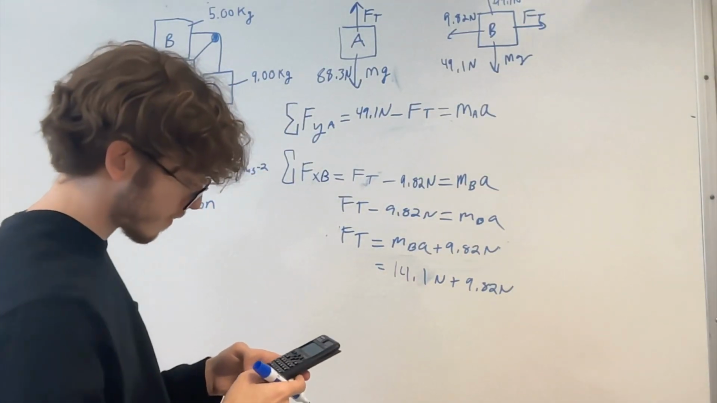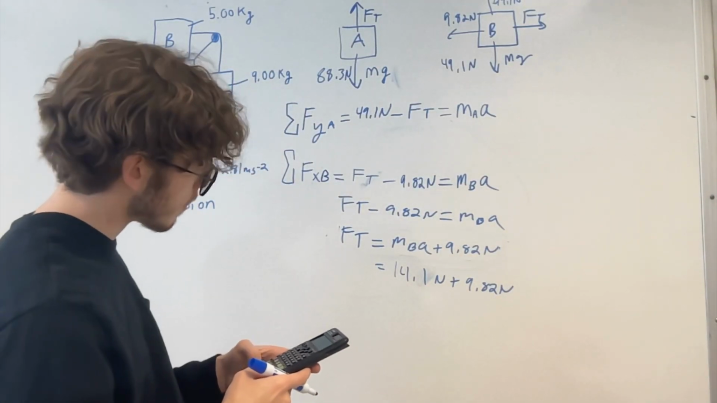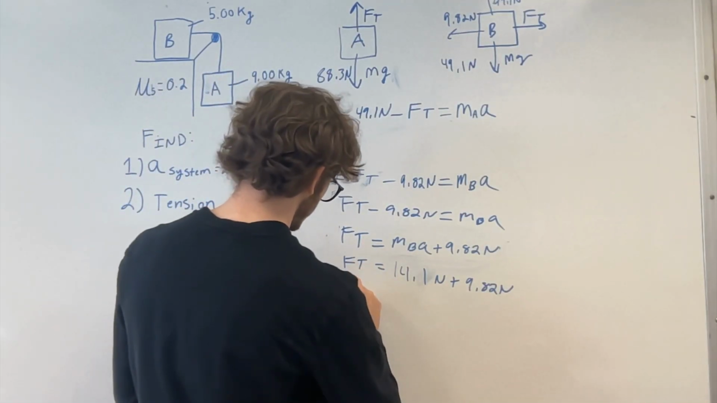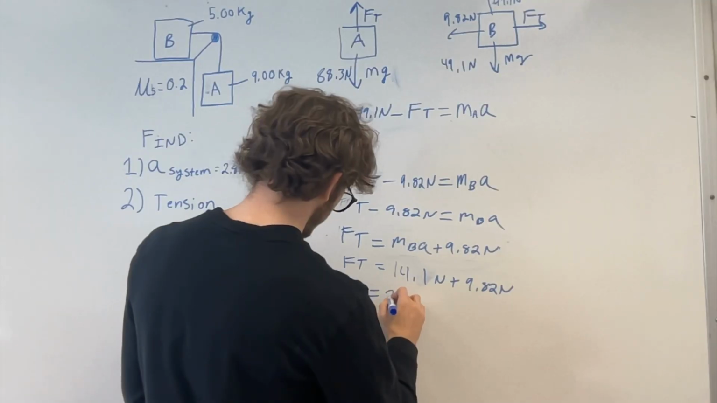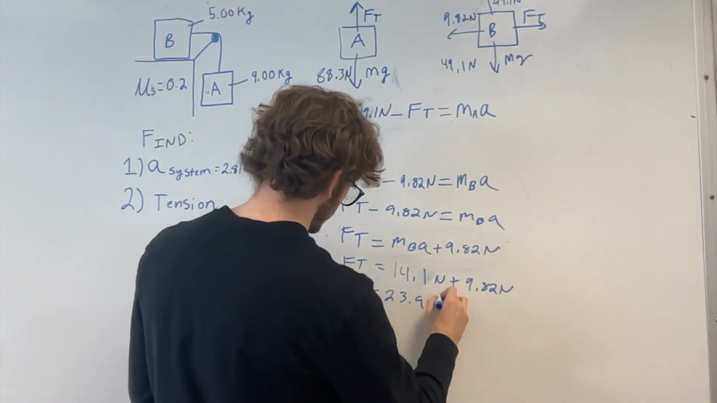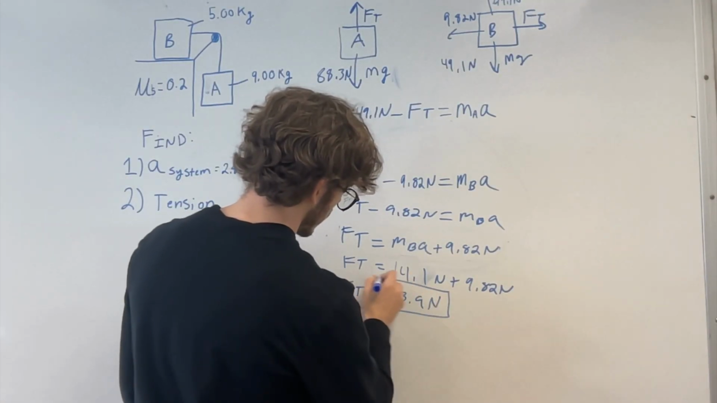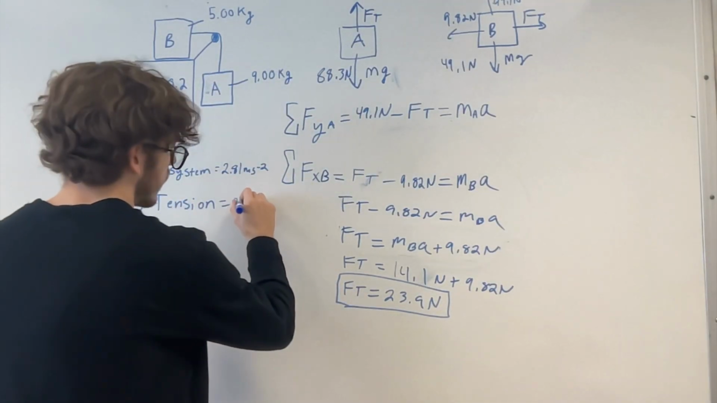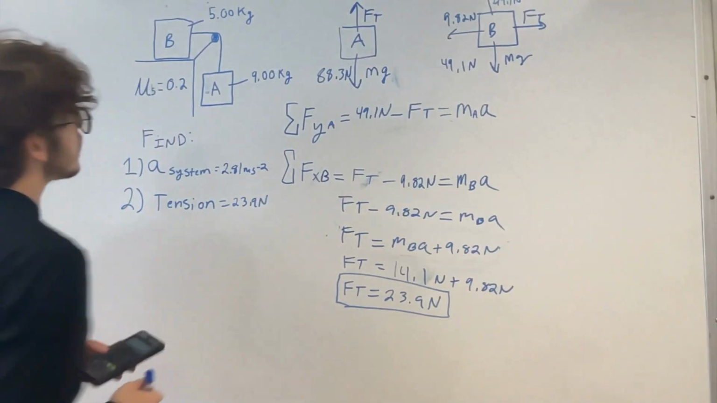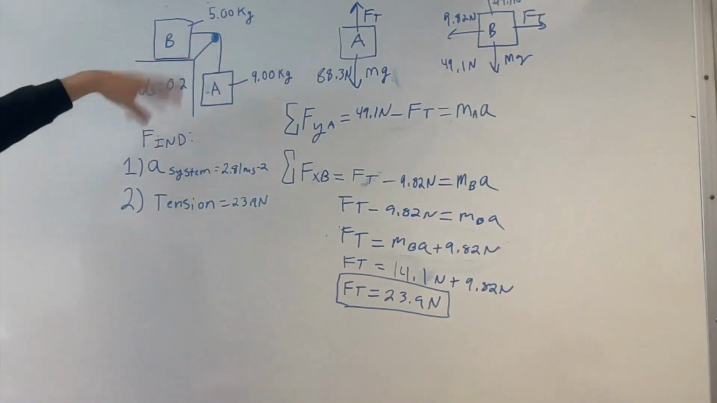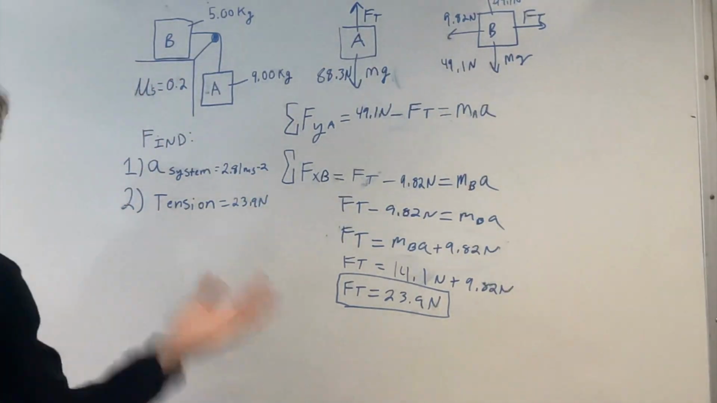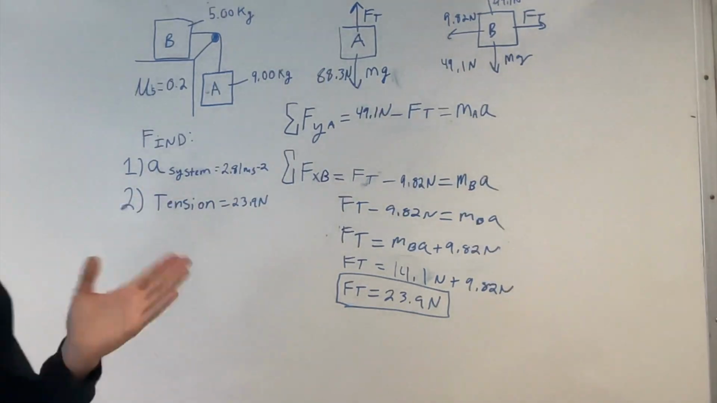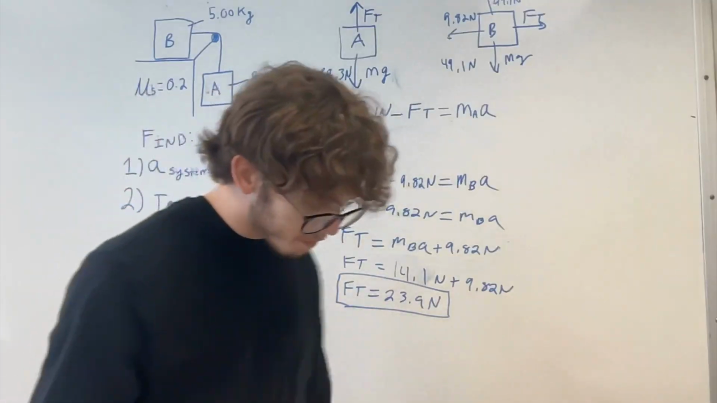What is that? 9.82. Okay. Force of tension is equal to 23.9 newtons. That's the force of tension. That's the acceleration. And the forces of tension are equal, right? Because the string is a system. Hopefully that makes sense. We found acceleration. We found tension. That's how you find these variables. You need to do algebraic manipulation.